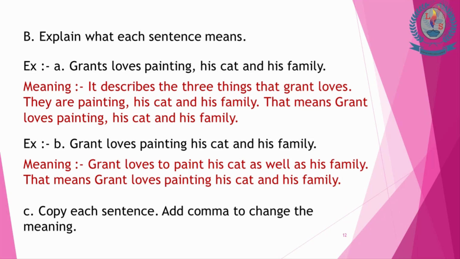Look at the next sentence. Sentence B. Grant loves painting his cat and his family. What is the meaning of this sentence? It means Grant loves to paint his cat as well as his family.